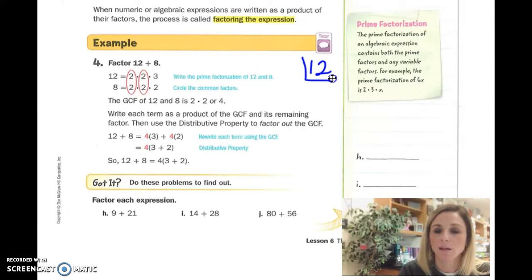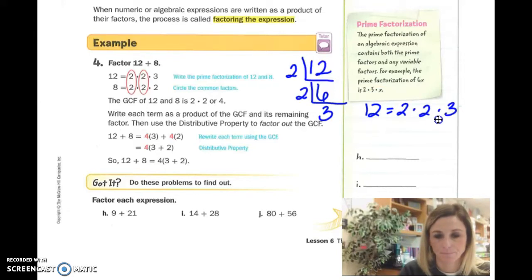When I have 12, I'm going to take out a prime number, which is 2. 2 times what is 12? 6. 6 is still composite, so I need to break it down even more. I take out another prime number, which is 2. 2 times what is 6? 3. So the prime factorization of 12 is 2 times 2 times 3. Okay, if you do not remember that, watch that again.